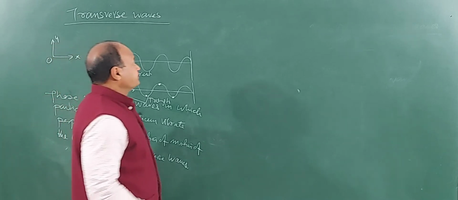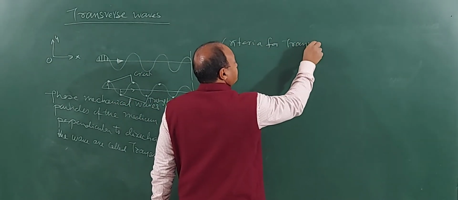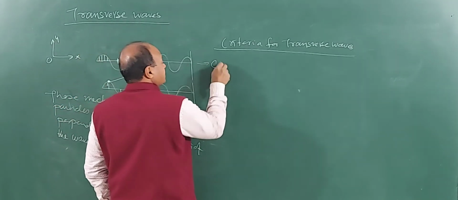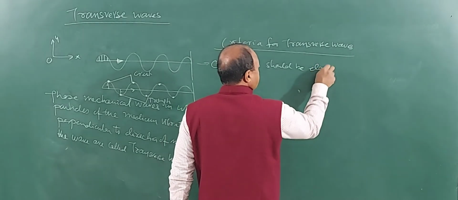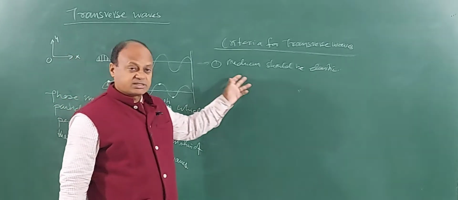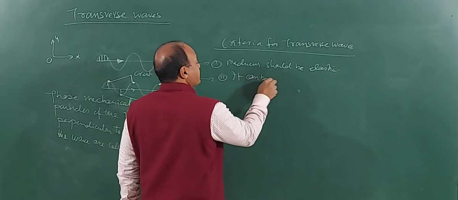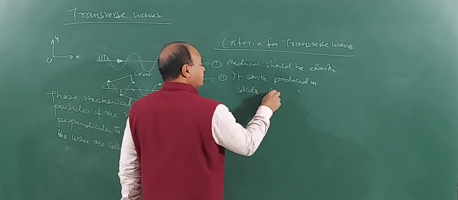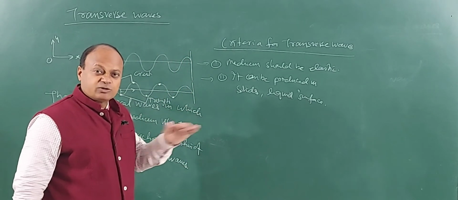Right? So what is the criteria for transverse waves? Means what kind of medium can produce transverse waves? Number one, the medium should be elastic. Why should the medium be elastic? Because it involves shearing strain. That's why it should be elastic, and therefore it can be produced in solids or on a liquid surface. But in the bulk of the liquid it cannot be produced because the bulk of the liquid has no surface tension. Surface tension is there only on the surface.